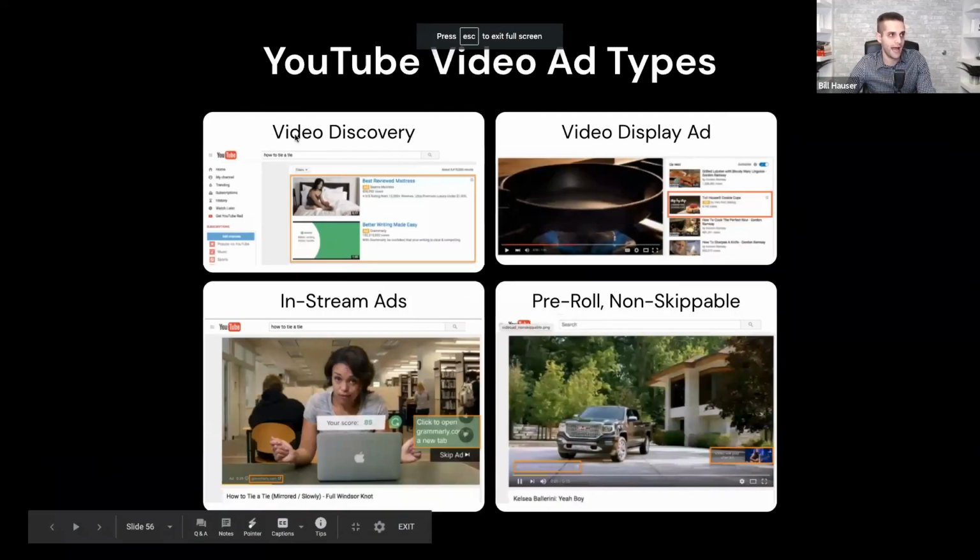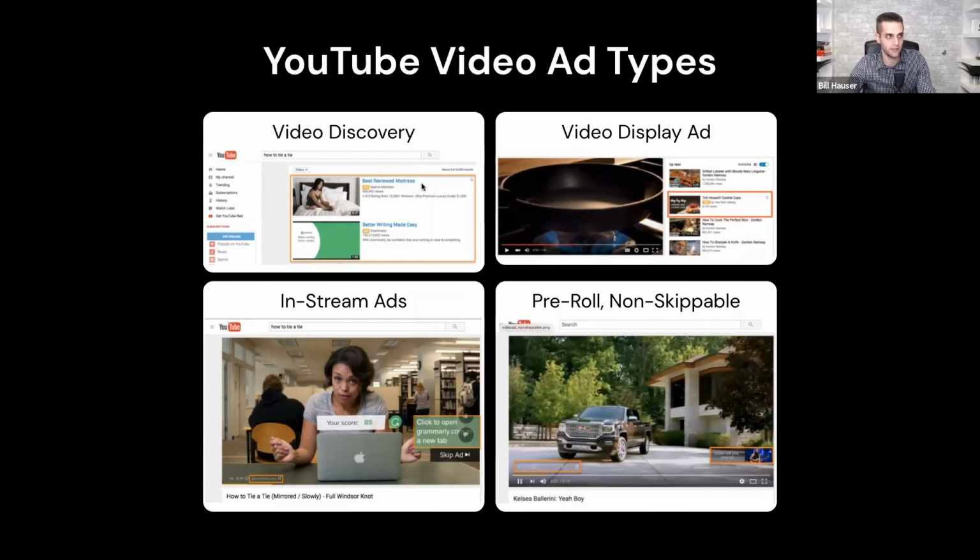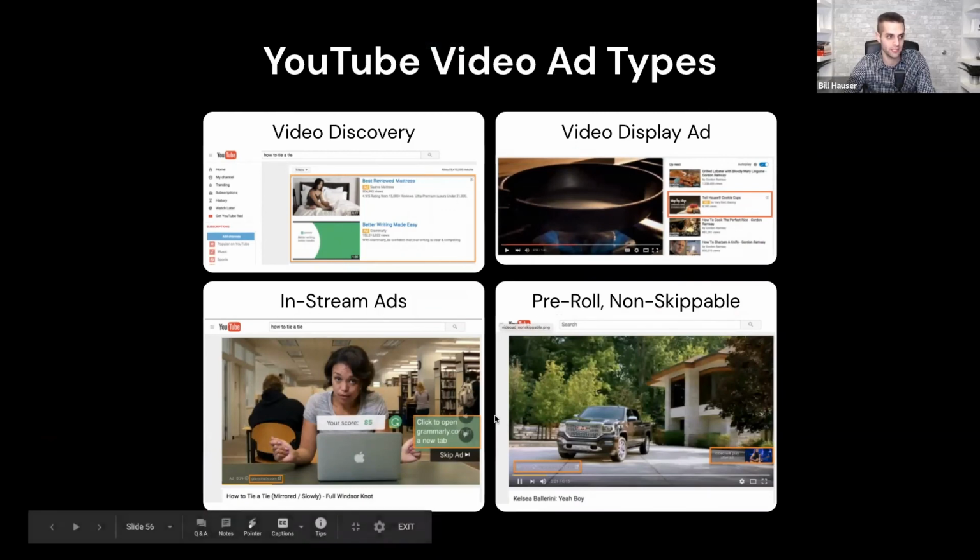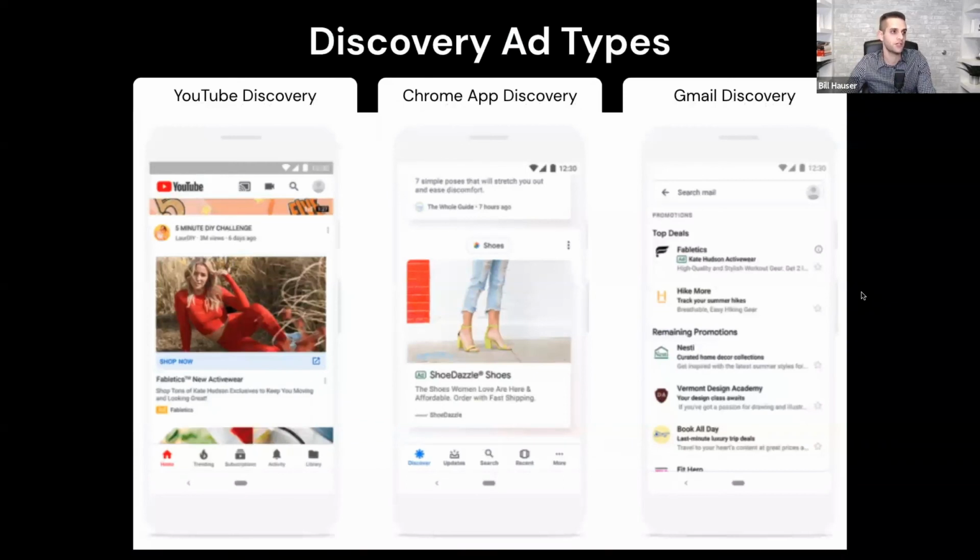So you're going to have ads on YouTube showing for specific keywords. You saw the video display ads. You saw the video search discovery. You saw the in-stream ad example where you could skip it. And then you saw the 15-second non-skippable ad that forces you to watch the video after. Then there's tons of other types of discovery ads, which we're not going to get into here, which is also part of the G3 strategy.